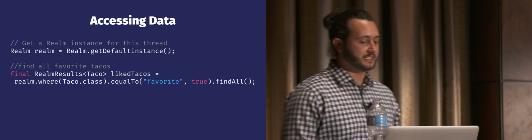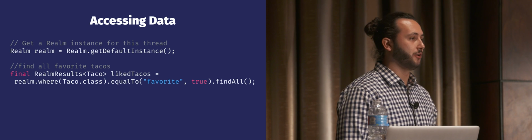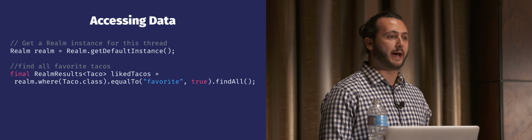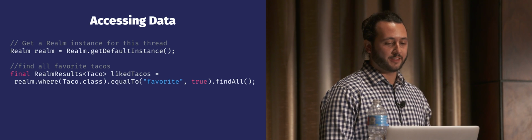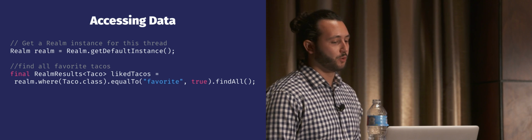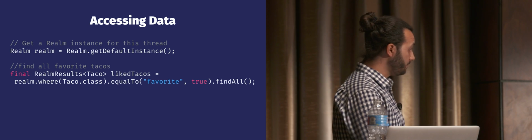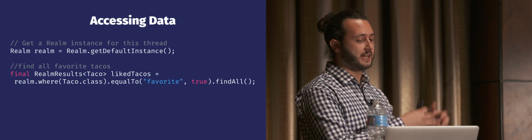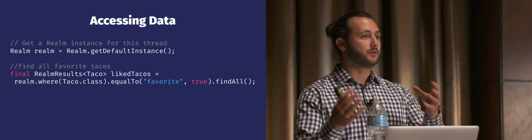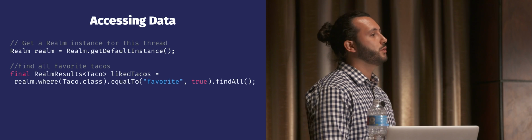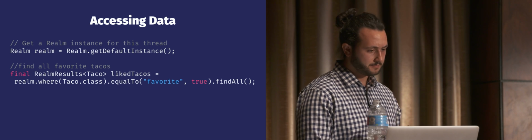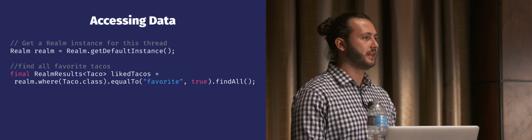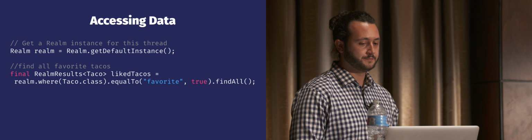What about accessing data? What if we want to get all of our liked tacos to see how many tacos never liked us back? What we can do with Realm is we can ask for a RealmResults. Essentially what we're doing here is we're asking Realm, hey Realm, can you give me all the tacos that I favorited and return them to me? And it's going to return it to us in a RealmResults.